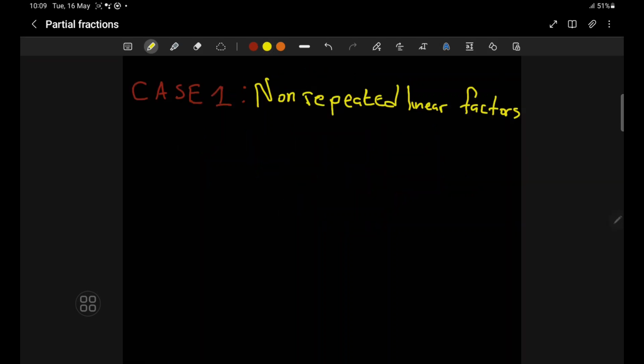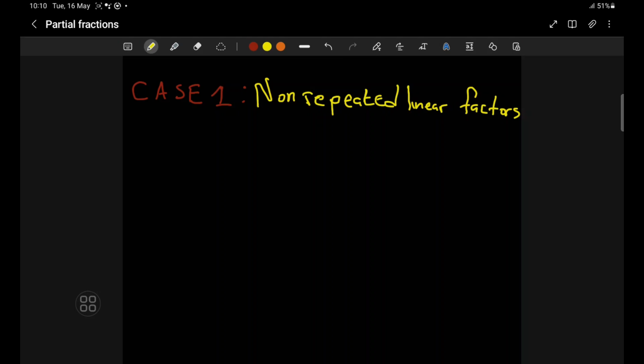Okay, so the first case we look at is what we call the non-repeated linear factors. The procedure for finding a partial fraction decomposition of a rational expression always depends on the factorization of the denominator of that rational expression. So in this case, you find that the denominator is non-repeated.